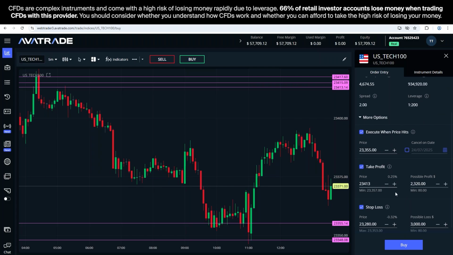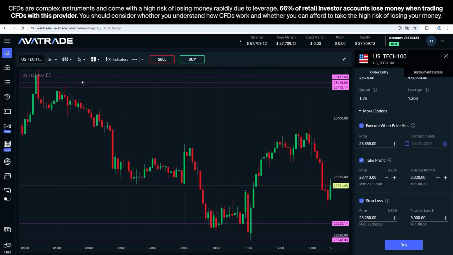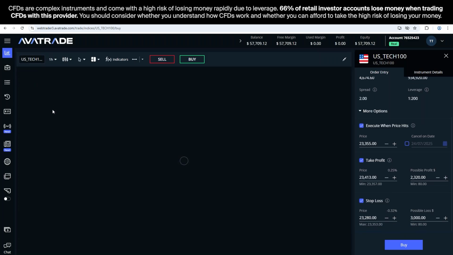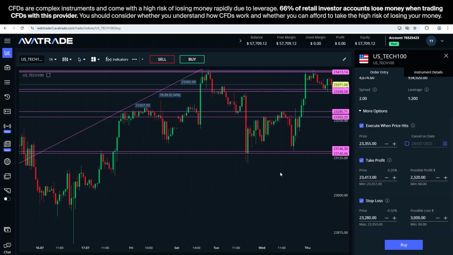23,413. Where would my stop loss be? Let's go back to the larger view. My stop loss is down here below that pivot line, which was down here. Actually down here, this one.